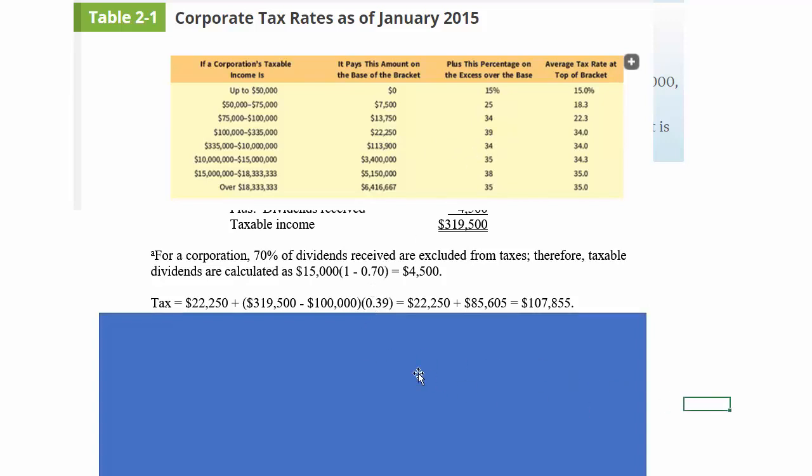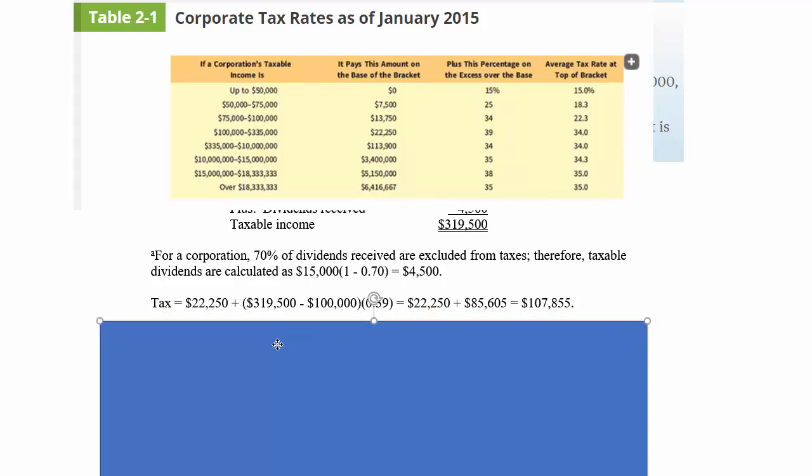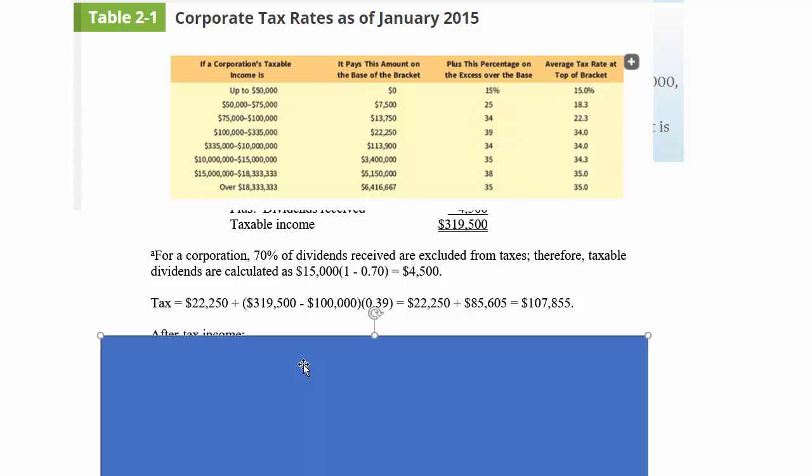So if you follow the math right here, you can see where we're doing it. We've got $22,250, and then I want to just move that little label from getting in the way. Plus $319,500 minus the $100,000, take that times 39%. And when you work out the math, you come up with a tax liability of $107,855.